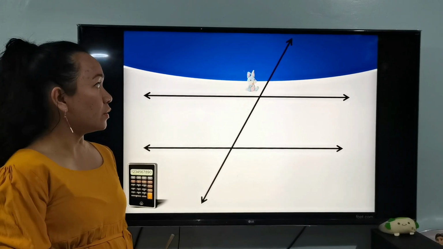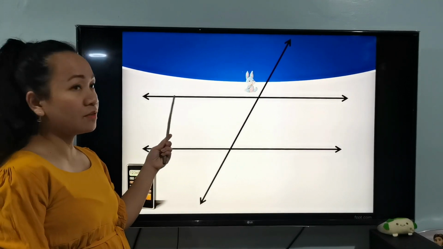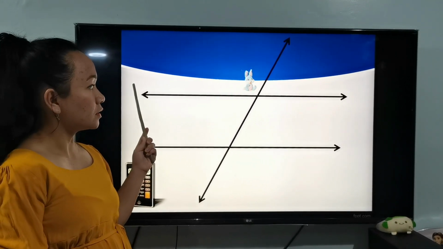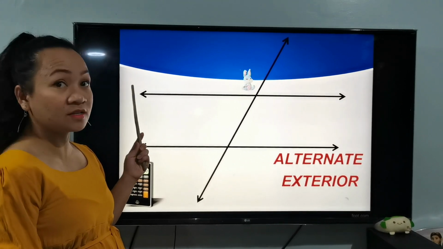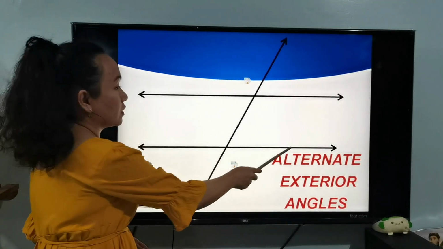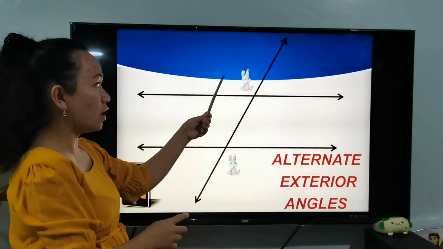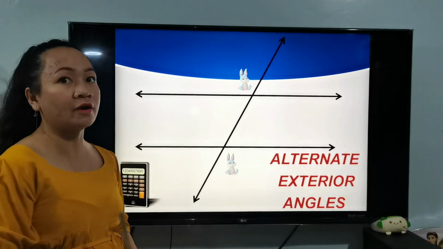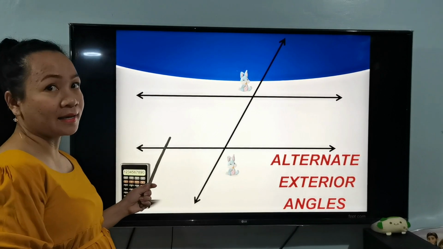Okay, next. We are given a rabbit. A rabbit is being placed in this angle. Yes, this is an example of alternate exterior angles. So as you can see, this is our rabbit. They are alternate with each other and they are found outside of our parallel lines.